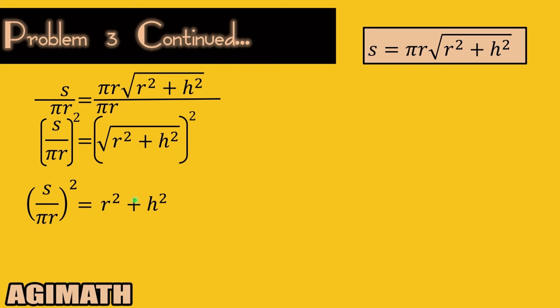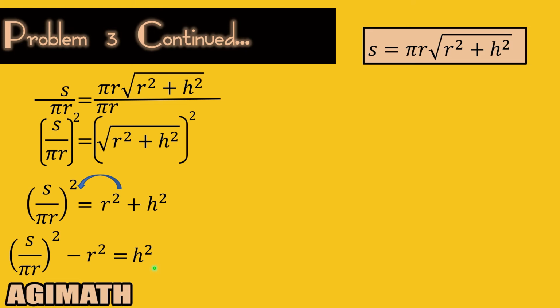Then after that, because we are just solving for h, we need to get rid of r squared on this side by transposition. Because the operation is just addition that separates r squared and h squared, we do not divide both sides by r squared. We just simply transpose or subtract both sides by r squared. So we will have s over pi r squared minus r squared is equal to h squared.